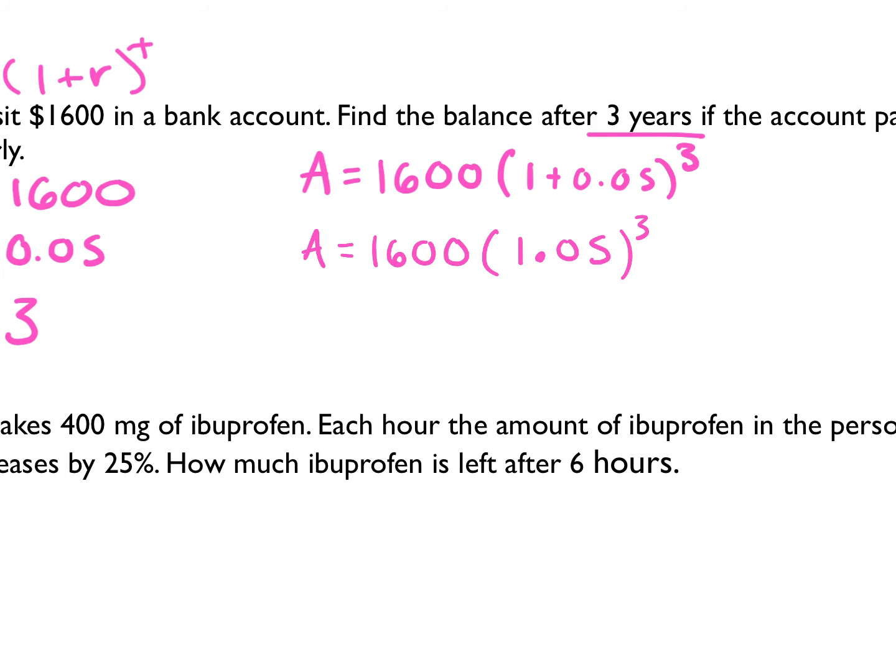What do we have to do next? The exponent. So we have A is equal to 1,600. And then we have to figure out what that 1.05 is to the third power. Remember, if you're putting this in the phone or iPad calculator, you do 1.05, click that X raised to the Y button, and then 3. If you put it in a calculator, you do 1.05, that little up arrow, and then 3. So it just depends on what calculator you have.